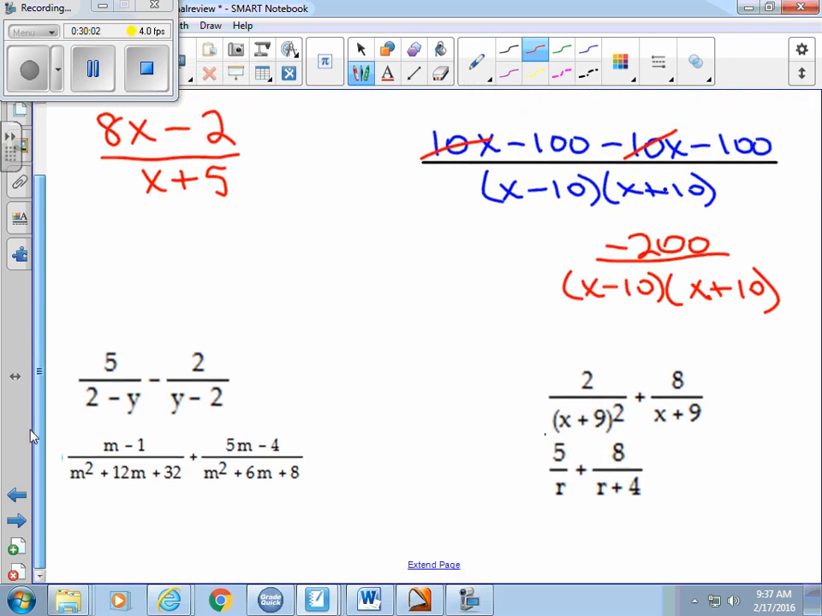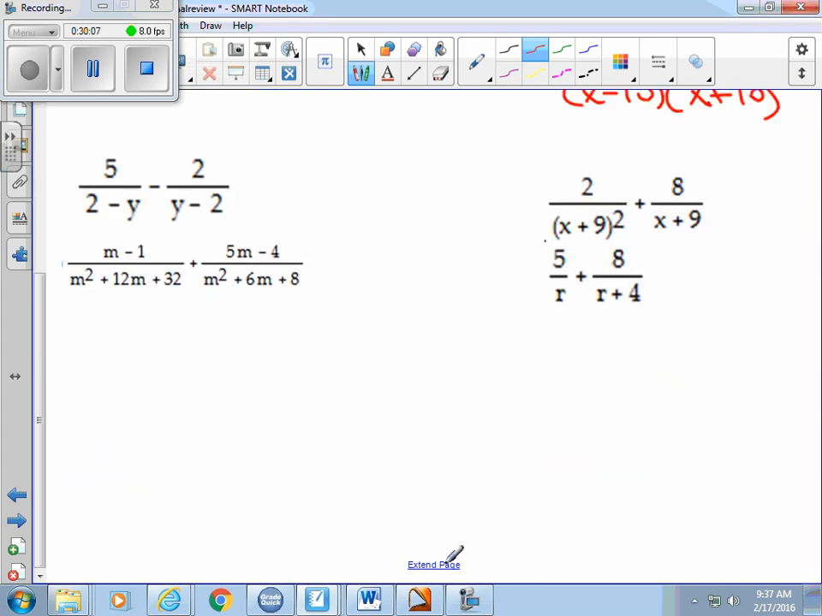I'm going to do all of these examples eventually, but I do want to do one that I have to factor first. So I'm going to skip down to this M, the one with the M's in it. Let's do that one next.